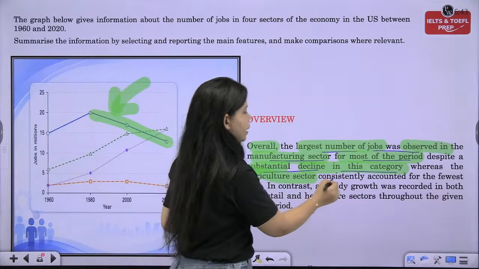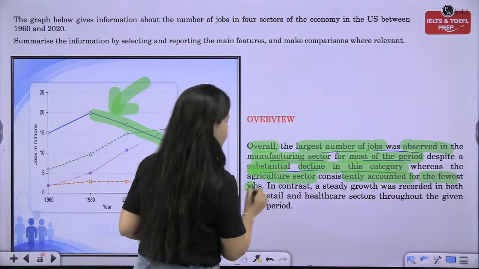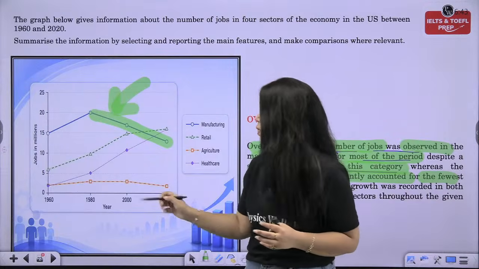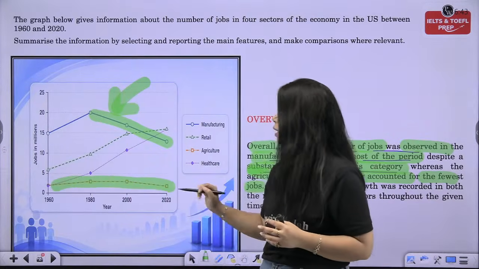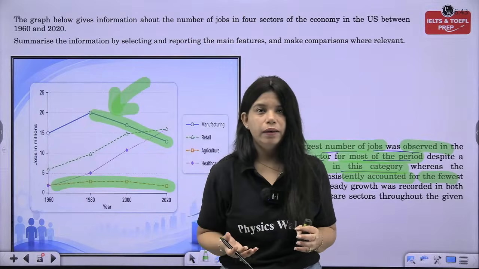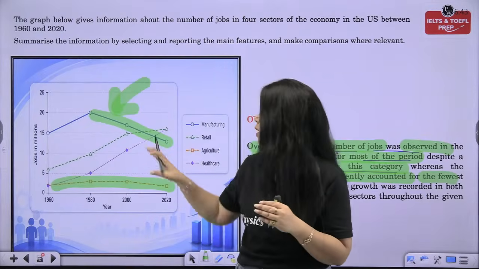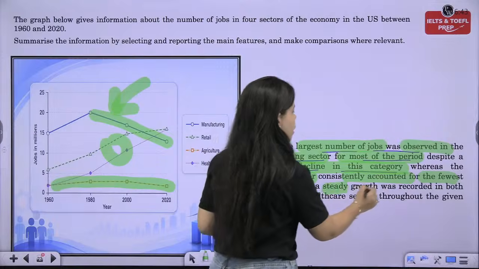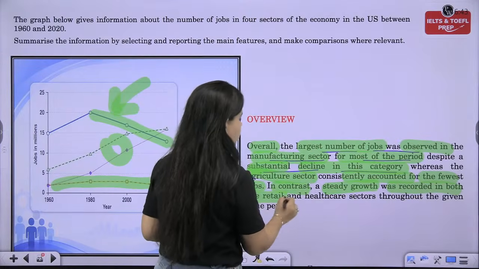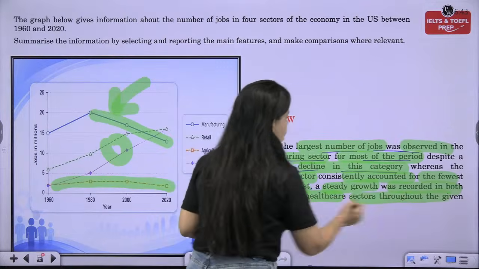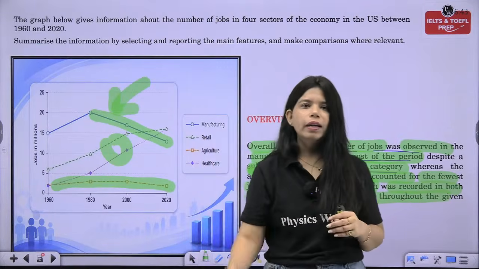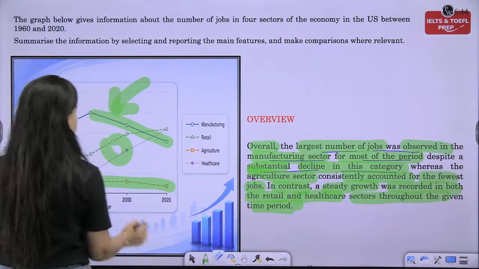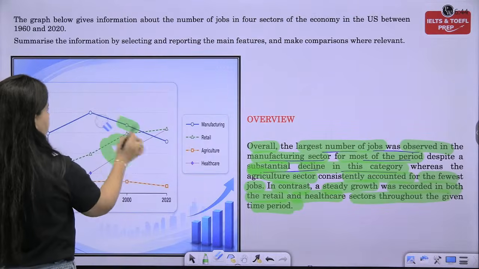Whereas the agriculture sector consistently accounted for the fewest jobs, and then after the highest category, now I'm comparing it with what? The least one, the lowest category. So least number of jobs came from agriculture sector. Now the 2 lines which are similar to one another, these two. So I'm saying in contrast, a steady growth was recorded in both the retail and healthcare sectors throughout the given time period. A steady growth, we are describing the trend. Okay. So no numbers. If you see, we do not have any numbers in the overview paragraph, guys.